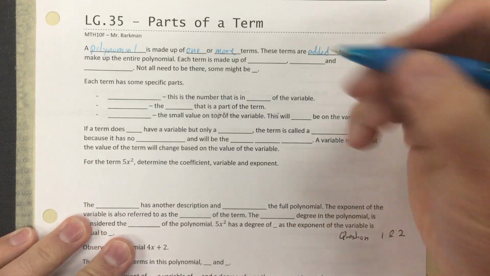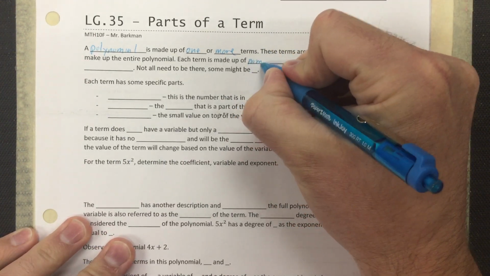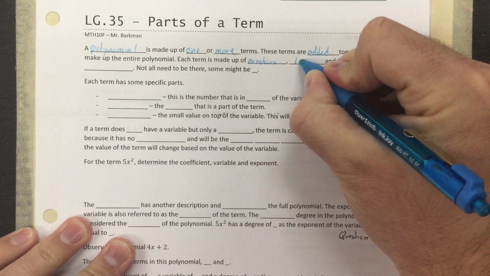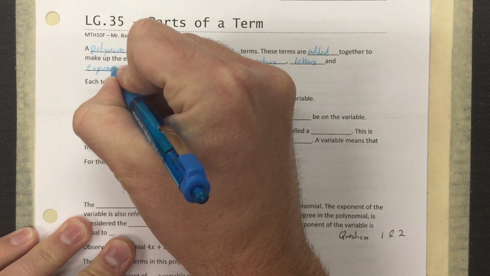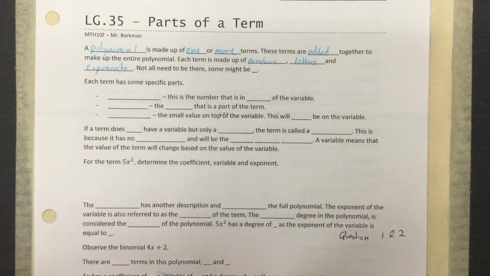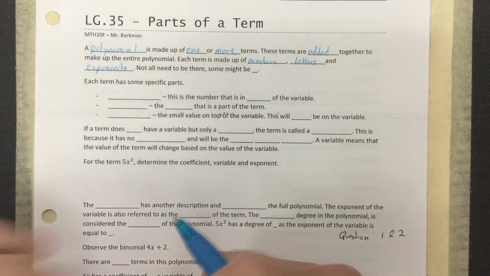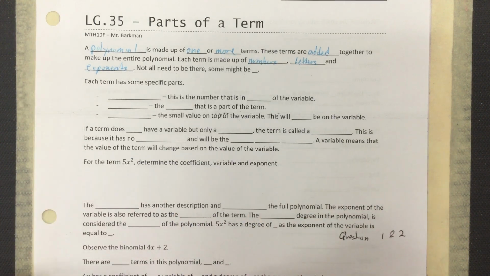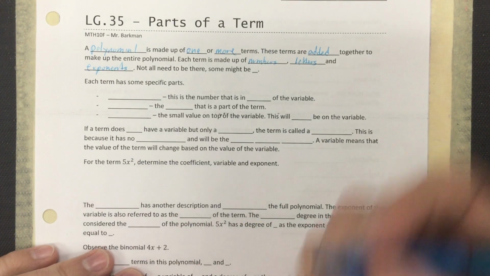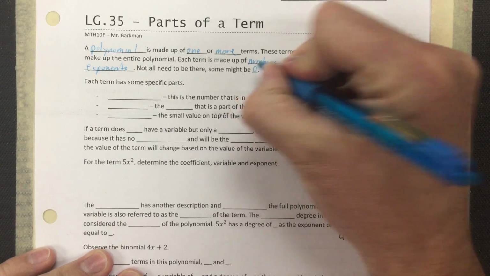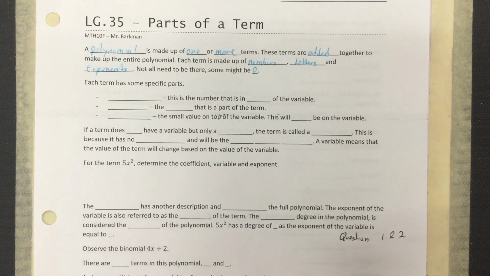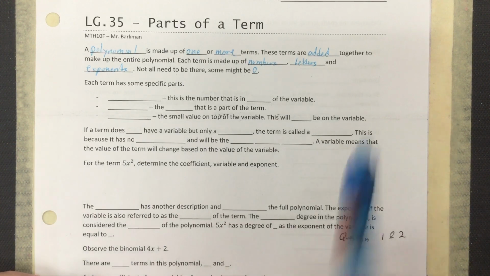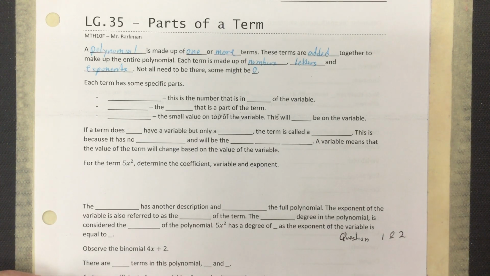Each term is made up of numbers, letters, and exponents. Those are three things it's made up of, and we're going to look specifically at what each one of those is and give specific names to them, not just numbers, letters, and exponents. The thing is, not all of them need to be here. Some might be a 0 or some might be 1. Then we don't necessarily always write them, depending on what we're looking at or looking for.